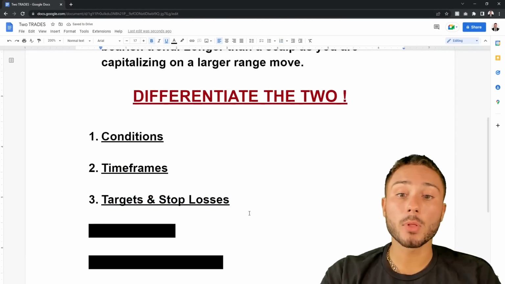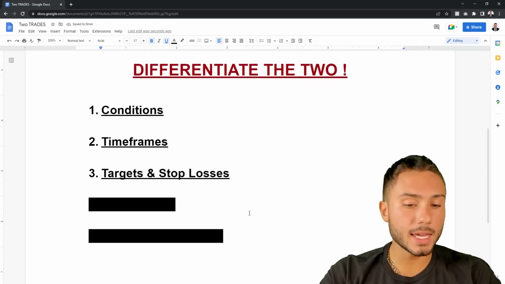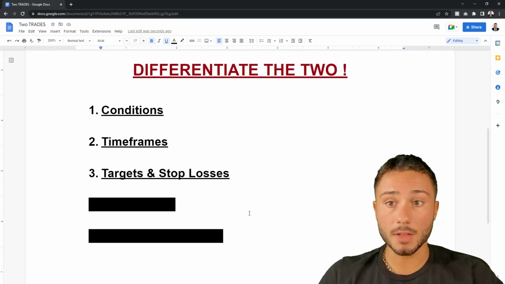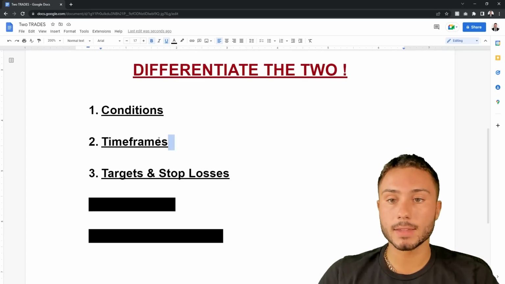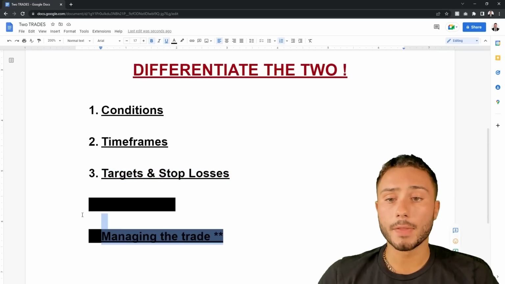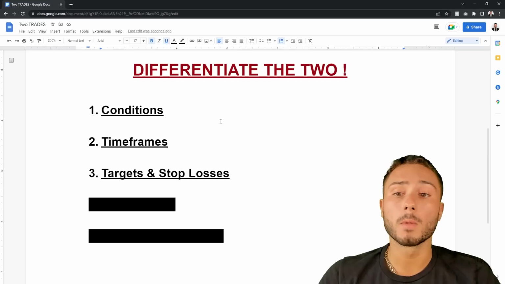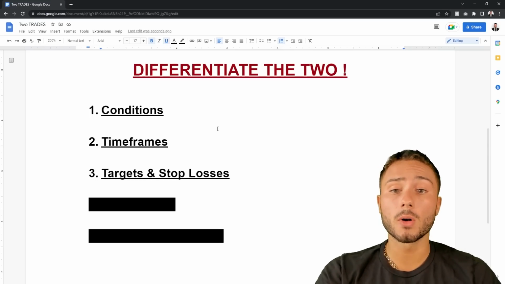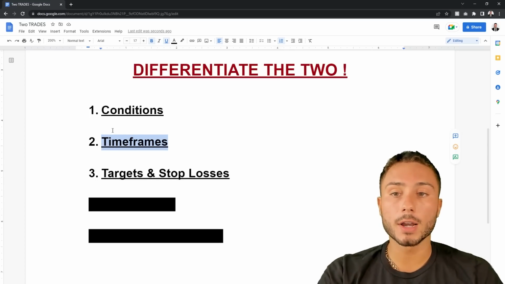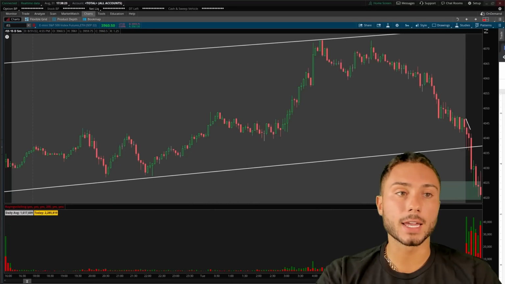And then point number 3, targets and stop losses. Key here. Key. And this depends on the conditions. This depends on the time frame. And this is why I put it number 3, because everything that we're going over, it's like a pyramid. Conditions are at the top, time frames are below it, stop loss and targets are below it, and the 2 next points are going to be below that as well. So target and stop losses are in the middle because you need to know the time frame you're on and you need to know the conditions you're trading in.